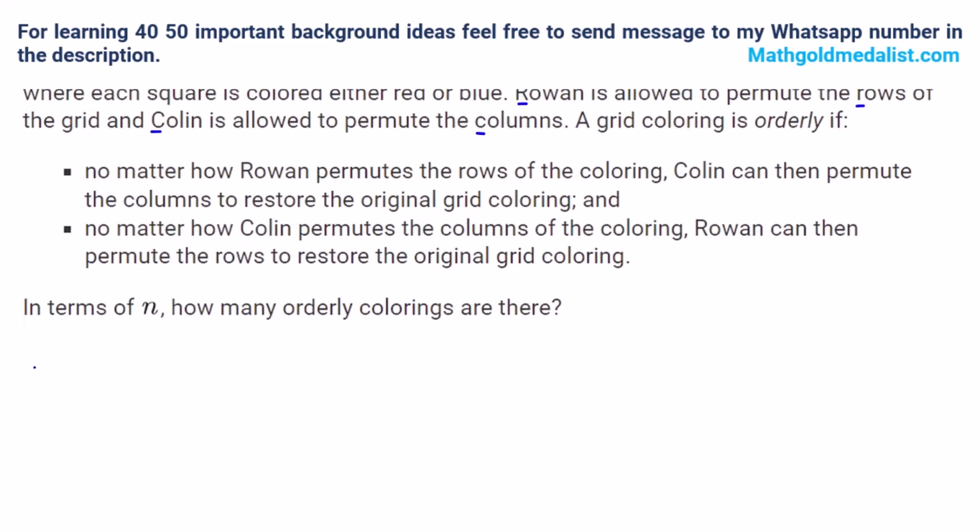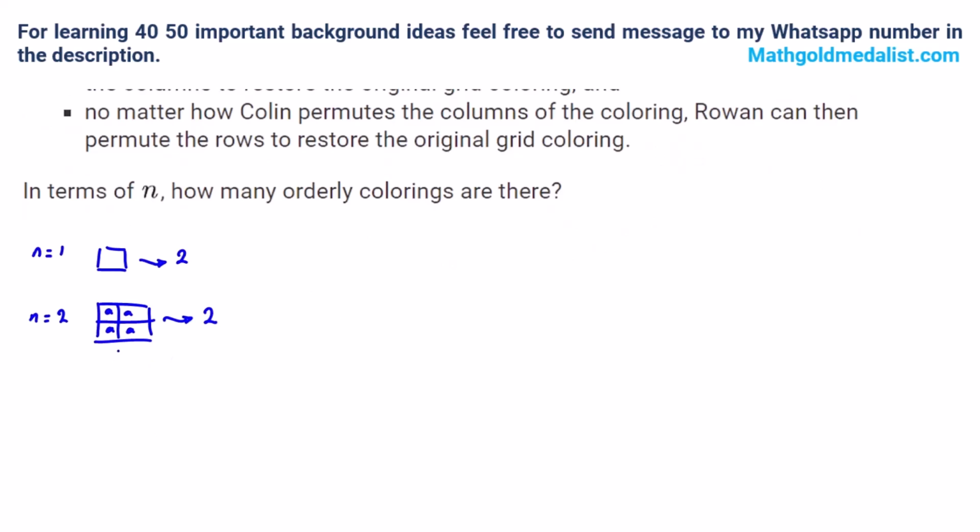So let's consider a small example, n equals 1. For n equals 1, the first one cannot permute, the second one cannot permute. Because we have only one row and one column, all of them are good because you can restore the original grid, since it doesn't change. So the answer is 2. If n is 2, let's check this. If all of them have the same color, for example, then it's good because again it doesn't change. So 2 cases here, all black or all white.